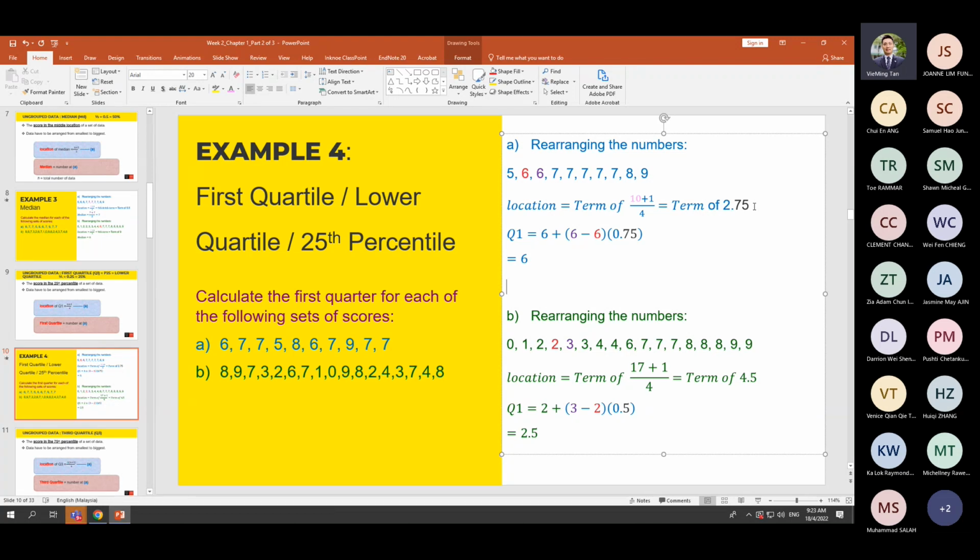So how to get the answer now? Okay, next step, we have to get the answer now. We know that it's between term 2 and term 3. So we just substitute the term 2 value, 6, into here.